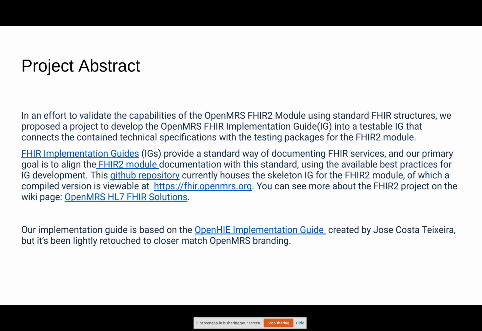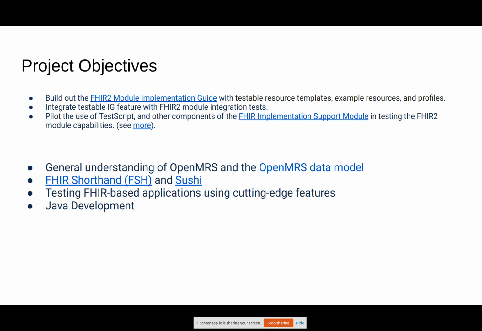We also have the project objectives. The objective is to build a FHIR module implementation guide with testable resources and profiles. And like I said, we have to integrate the testable IG features with the FHIR integration tests. Of course, we have to use the test scripts in Postman to test the resources that we have supported, along with the IG. You have to understand the OpenMRS data model, and FSH and SUSHI as the tools you're going to be using, and you have to know a bit of Java development.